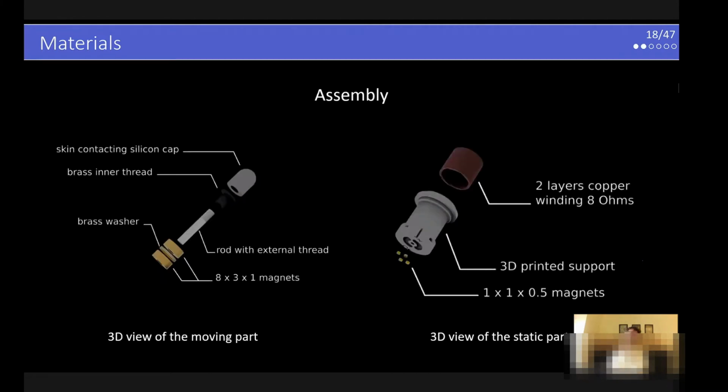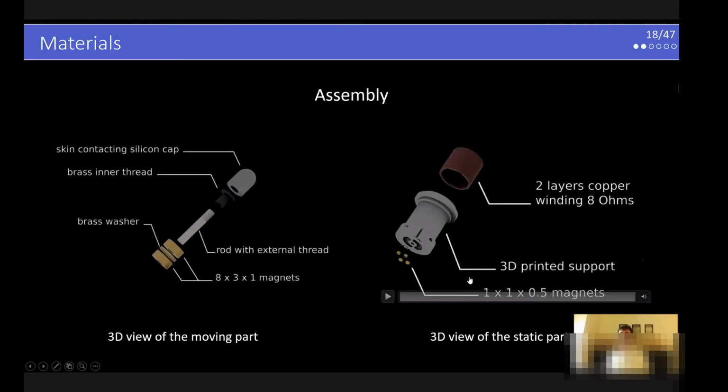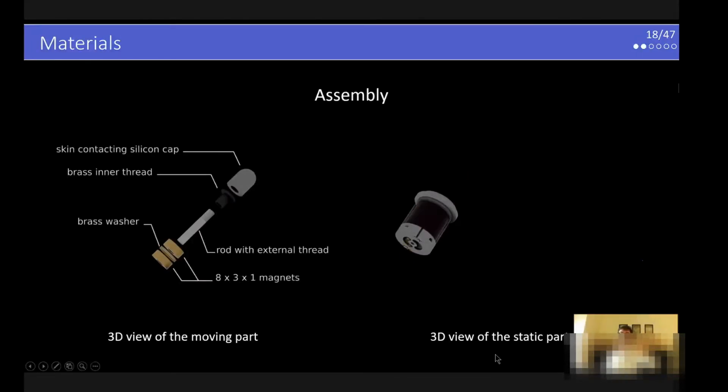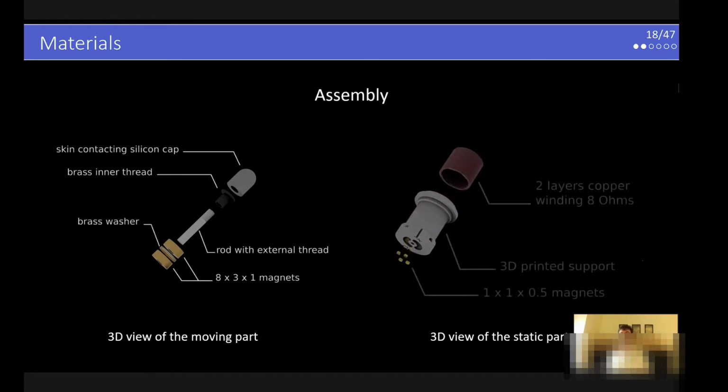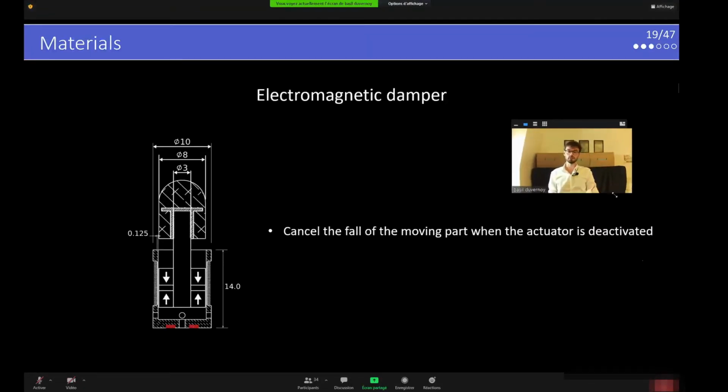So it looks like this. On the left part of the screen, you have the moving part. On the right part of the screen, you have the static part. I'll just show you quickly. You have the actuators at the bottom connected to the cap support that is similar to a fingertip. The static part is made of a 3D printed support for the coil, and everything is connected with an epoxy layer. At the very bottom, you have 4 little magnets. These 4 little magnets have one specific goal, which is to cancel the fall of the moving part, to avoid the moving part hitting the bottom of the actuator and creating noise.